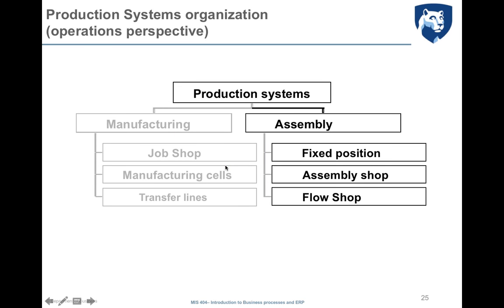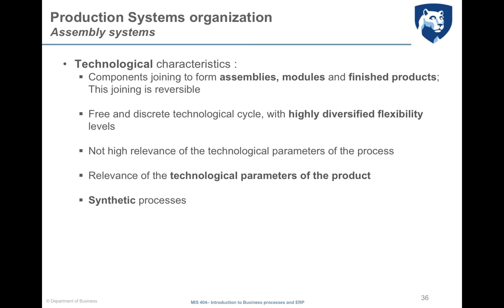Let's now switch to the assembly system. Again, within assembly systems, we can distinguish between fixed position, assembly shop, and flow shop. Let's first start again with describing some general characteristics of assembly systems.